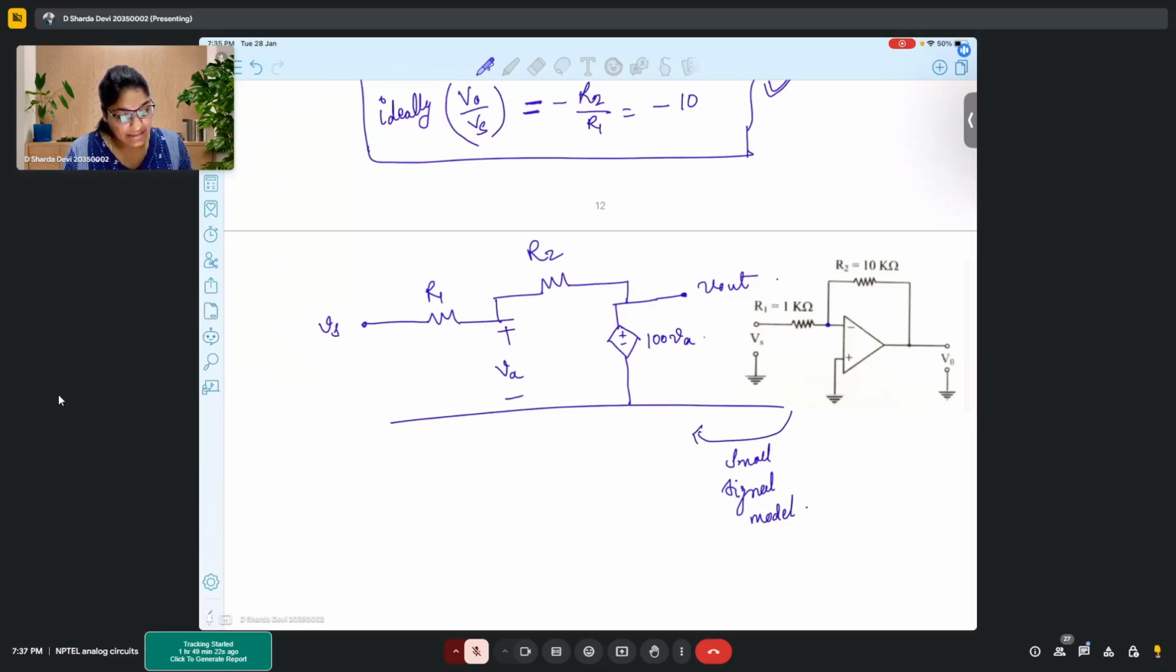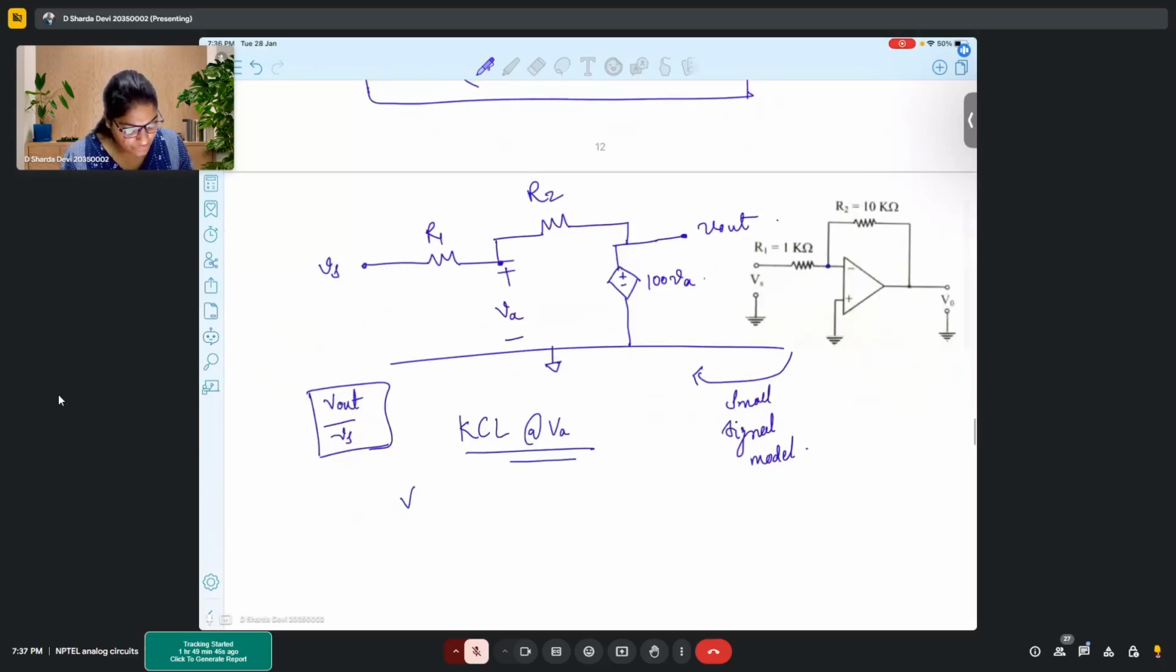And now what we need to find is Vout by Vs. So for that, I'll again start with KCL. Let's say KCL at this node VA. This is ground. So KCL at VA: (VA minus VS) by R1 plus (VA minus Vout) by R2 equal to 0.